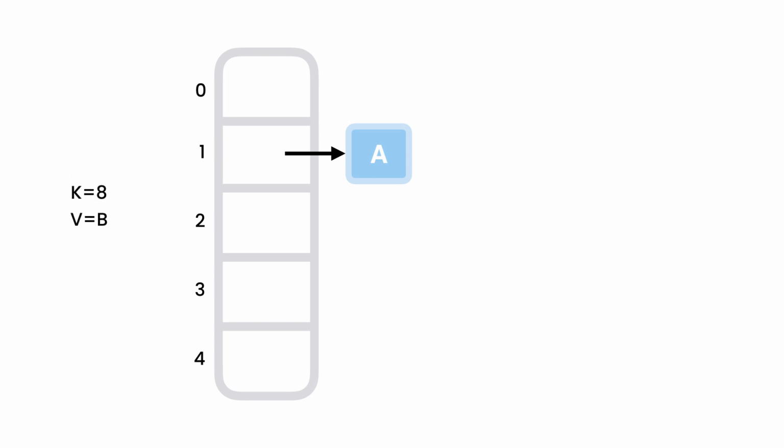Now we have this other key value pair. Where should we store this pair? Well, if we give 8 to our hash function, we'll get 3. So we should store the value at index 3. But again, we're not going to store it directly in the cell. Instead, we're going to store it in a linked list.